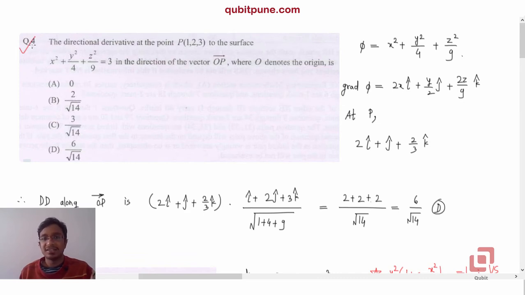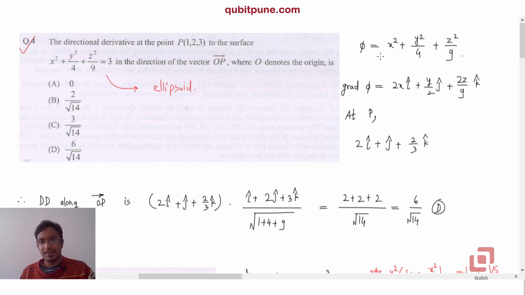Question number 4 is based on directional derivatives, which is one of the very frequently asked topics in GATE. So what we have is the following. The directional derivative at the point P(1, 2, 3) to the surface x squared plus y squared by 4 plus z squared by 9 equal to 3, in the direction of the vector OP bar, where O denotes the origin, is, and we have 4 options. Now this particular surface, if you don't know, is an ellipsoid. It is a surface which pretty much looks like an egg. But we are not bothered about that. Whatever shape that is, our approach is fixed.